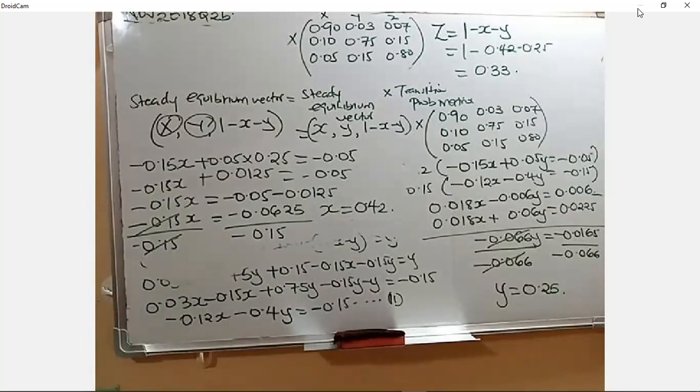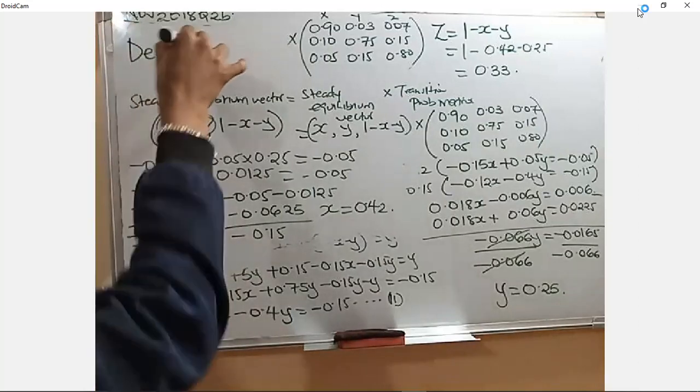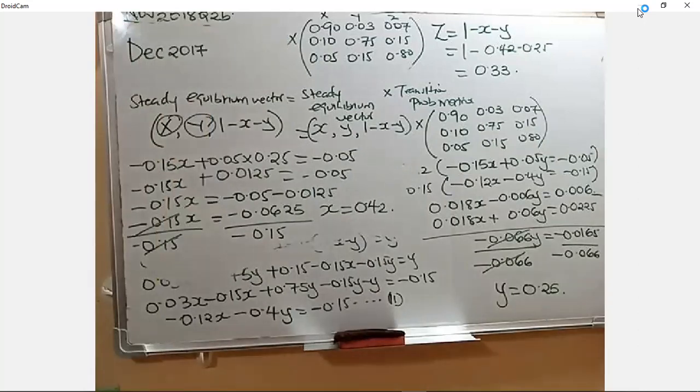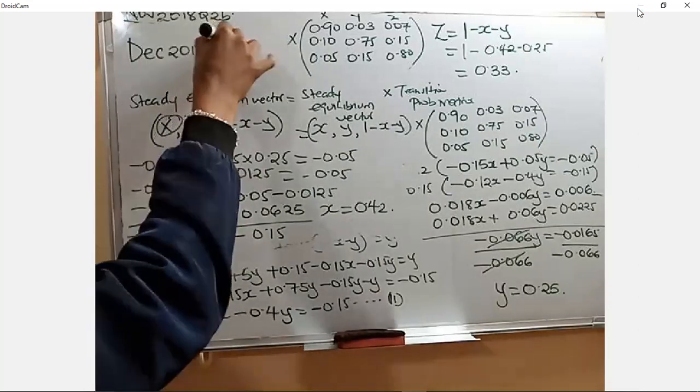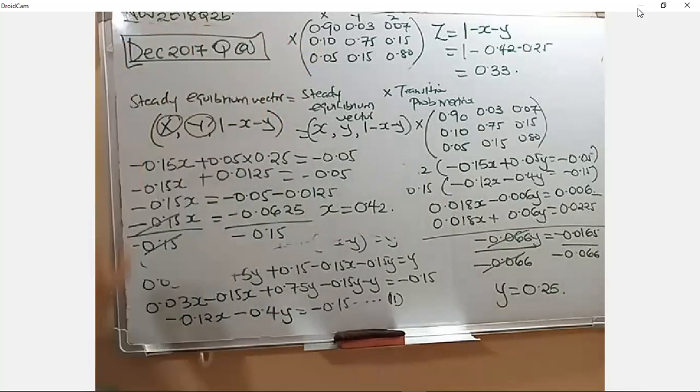I just want to give you an assignment. Just go and try December 2017, question number 1A. Any other time, because I'll just be able to pop in for another online morning class, I'll be able to do input-output matrices.